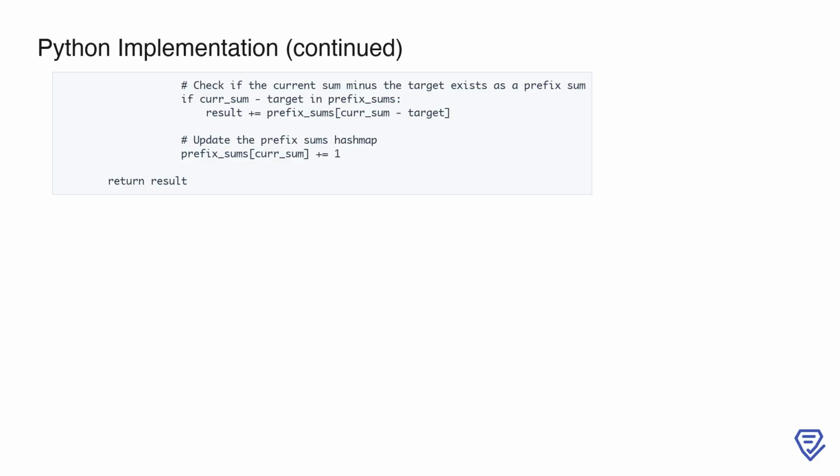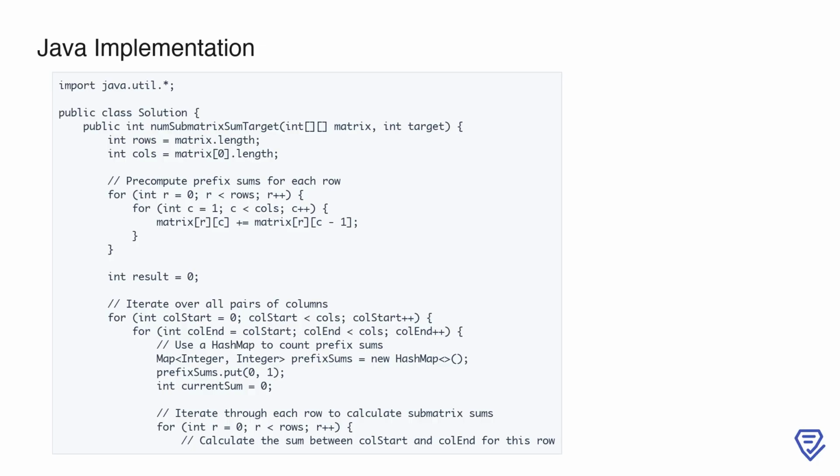Here, we begin by importing the necessary packages and defining our solution class. The method numSubmatrixSumTarget takes a 2D matrix and a target value as input. First, we calculate the number of rows and columns in the matrix. Then, to make the submatrix sum calculations more efficient, we pre-compute the prefix sums for each row. This is done by iterating through the rows and updating each cell to include the cumulative sum of all elements to its left. Next, we initialize a variable, result, to store the count of submatrices that sum to the target.